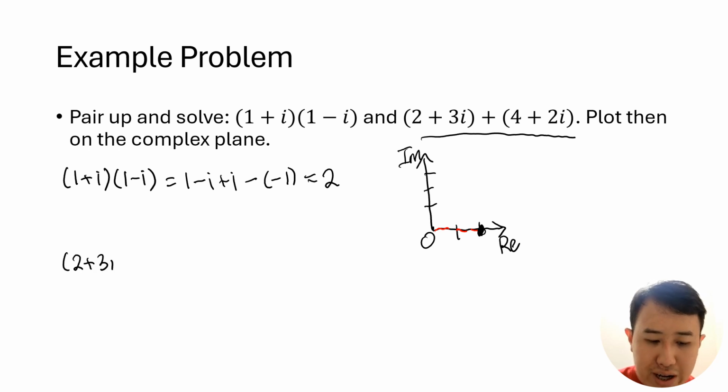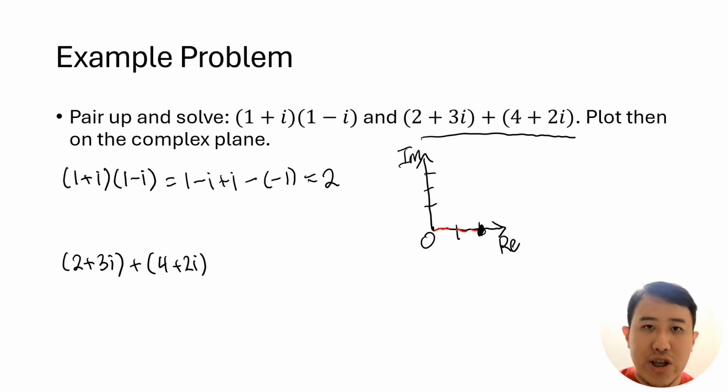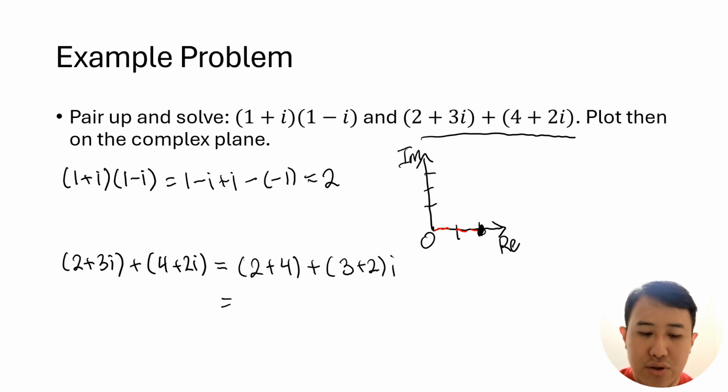So 2 plus 3i plus 4 plus 2i. The rule for this addition is to add the real part together and add the imaginary part together. So as a result, it becomes 2 plus 4 plus 3 plus 2 times i. And as a result, the value is 6 plus 5i. And how to visualize it?